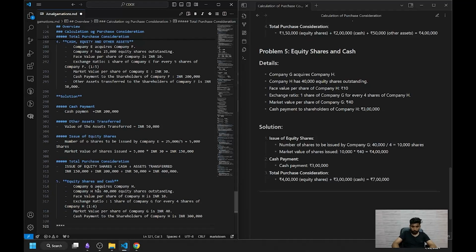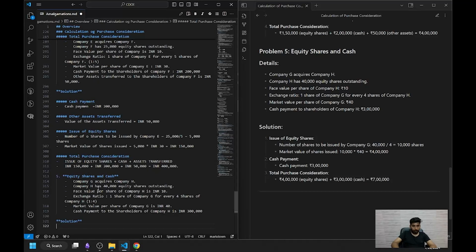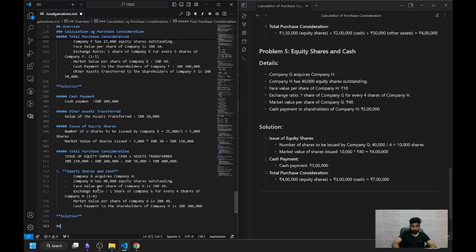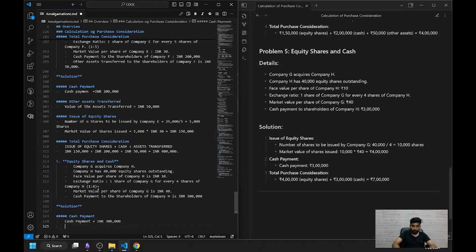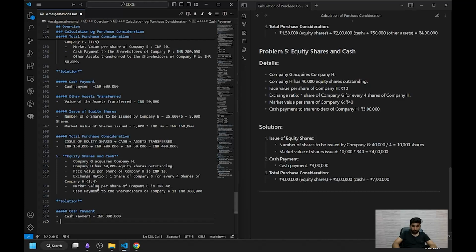So we shall now go through the solution. First of all, if there is any cash payment, so do we have the cash payment? Yes, we do. We have the cash payment of rupees 3 lakhs. Now next up, do we have any other assets which has been transferred? No. Okay. Then what do we have? We have that the equity shares have been issued. That means it is the issue of the equity shares.